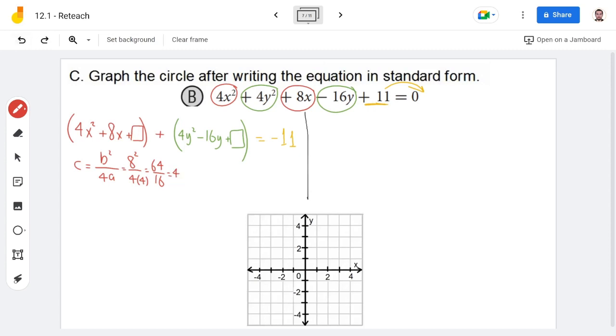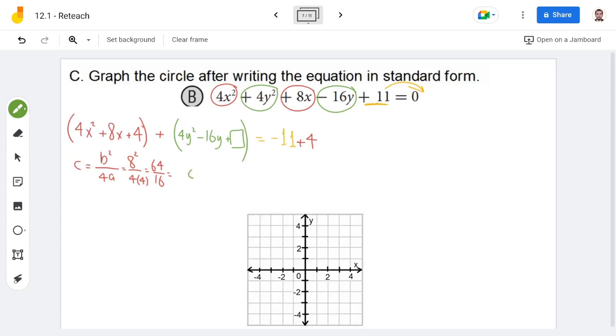Okay, let me erase this box. This one should be 4. Okay, so this part should be 4. And on the other side, I have to write what? Plus 4. Now, let me just erase the black one here. Okay, here and here also I have to do what? Plus 4.